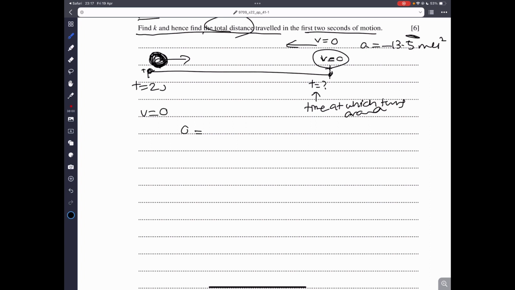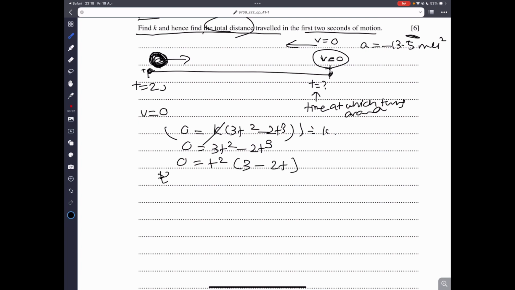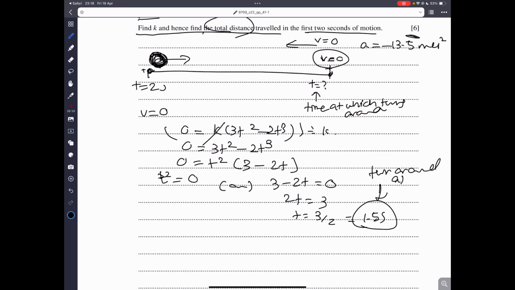So 0 is equal to k(3t² − 2t³). We divide this whole equation by k, so 0 equals 3t² − 2t³. You can take out t², so t²(3 − 2t) = 0. So t is equal to 0, or 3 − 2t is equal to 0. So 2t is equal to 3, t is equal to 3/2, which is 1.5 seconds. So it will turn around at 1.5 seconds.